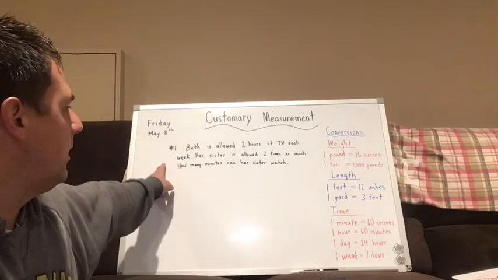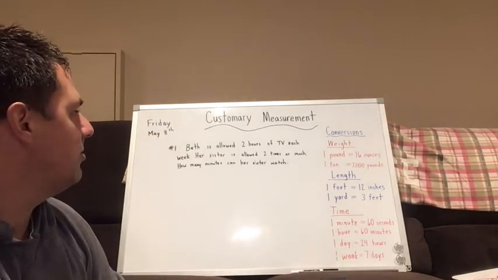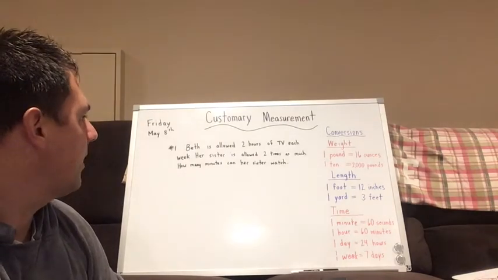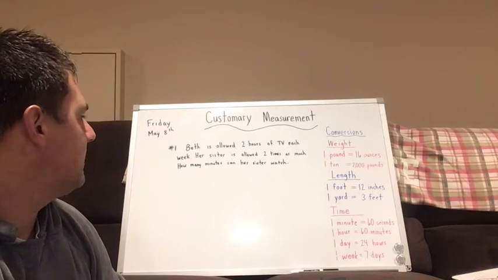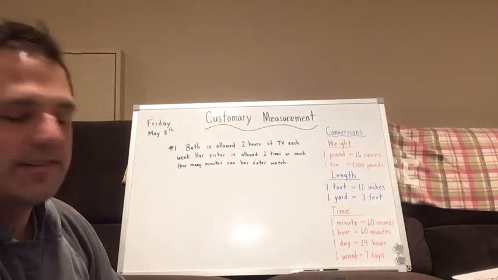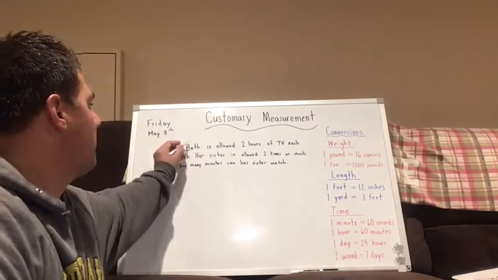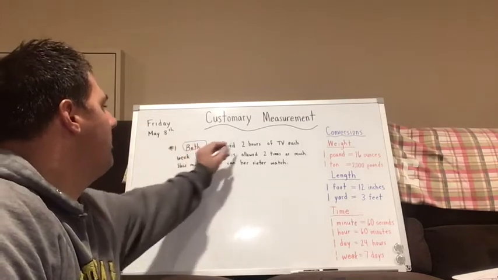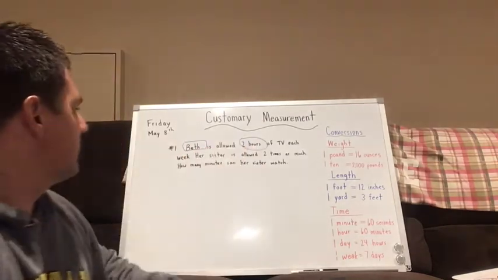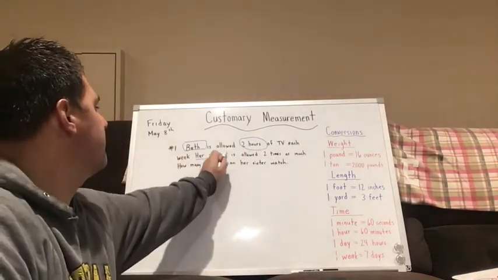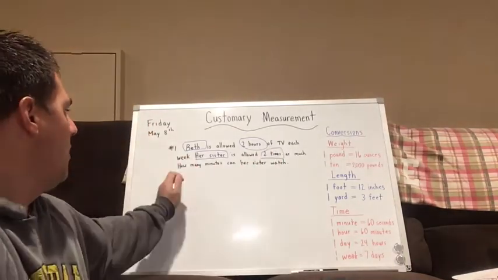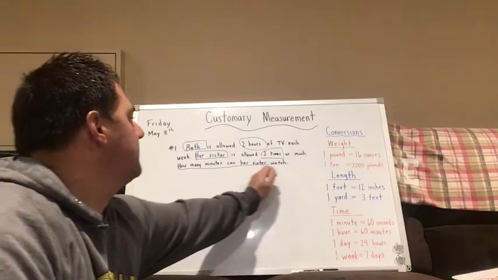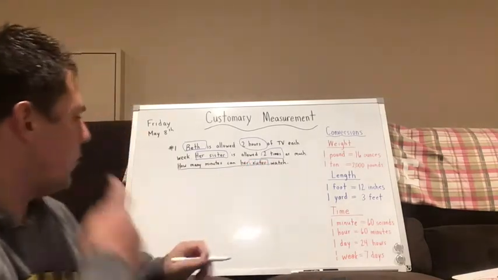So problem number one is about Beth, and it says Beth is allowed 2 hours of TV each week. Her sister is allowed 2 times as much. How many minutes can her sister watch? So first thing I know in the story is that we have Beth, and we know Beth is allowed 2 hours. We know her sister is allowed 2 times as much. We're trying to figure out how many minutes can her sister watch.